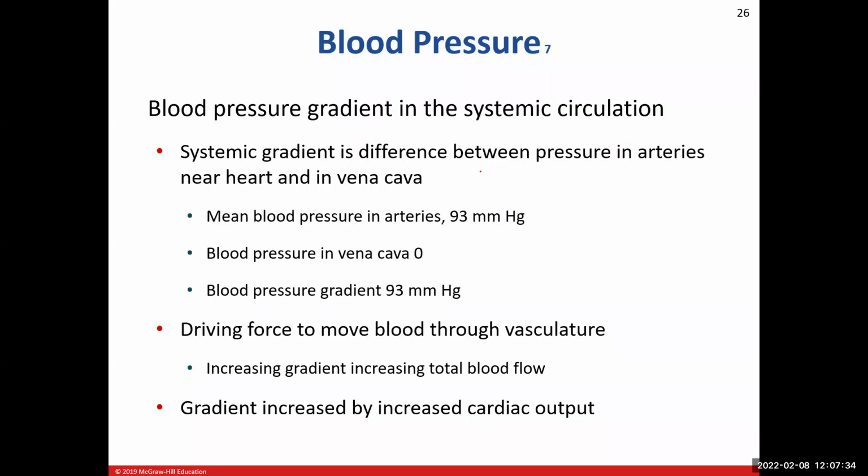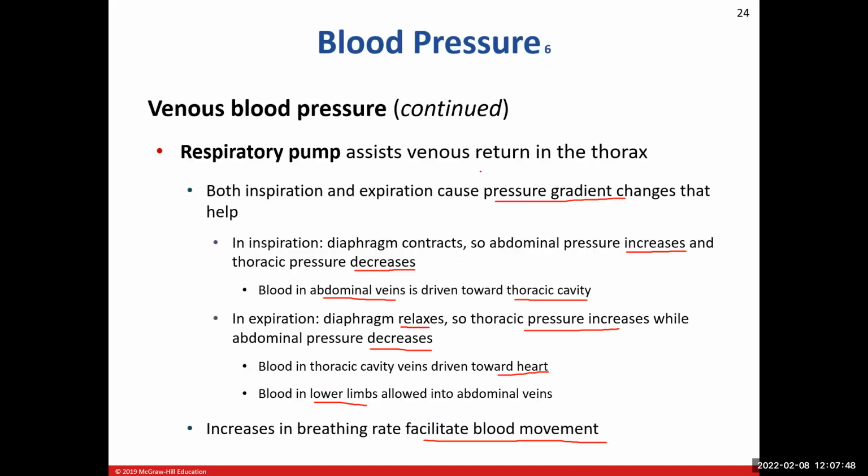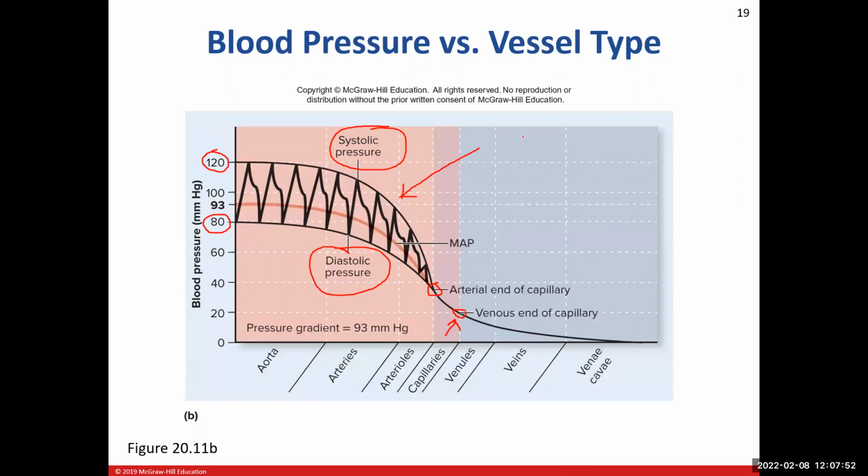Okay, so let's talk about now how this pressure gradient is going to affect the systemic circulation. All right, so if we look, again, going back to that graph, our mean arterial pressure, after we calculated it out, is going to be 93 millimeters of mercury. And then when we look at the pressure in the vena cava down in here, that's virtually 0. Okay, so 93 mean arterial pressure and 0 for the vena cava.